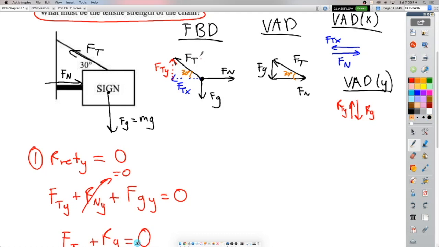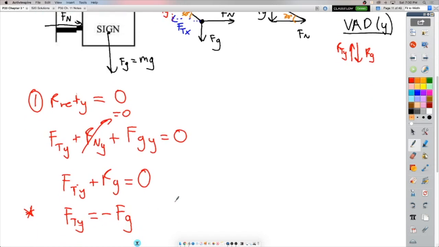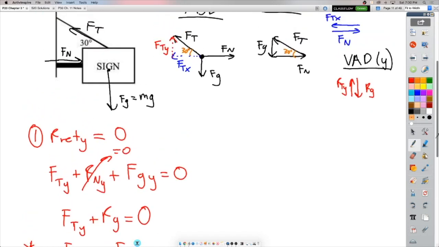The hypotenuse that I'm looking for overall is FT, okay? So will I directly get FTY? Maybe not, but now I can bring FT in, and since I can figure out FG, I can actually solve for the FT, which is the point of the question. The point of the question is to find the tensile strength of the chain. So let me show you what I mean.